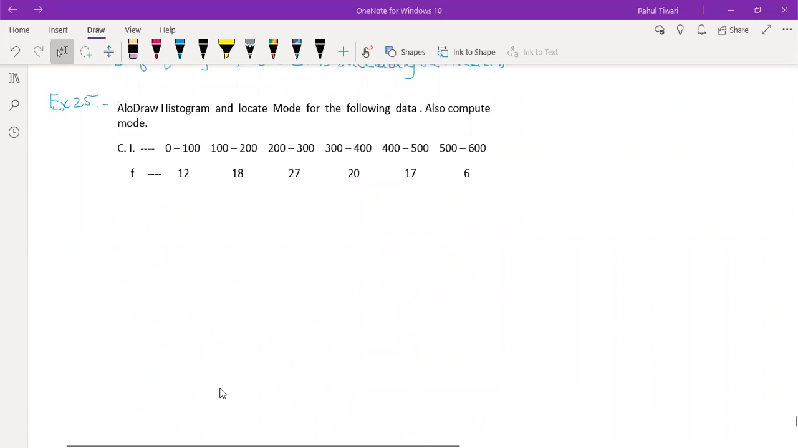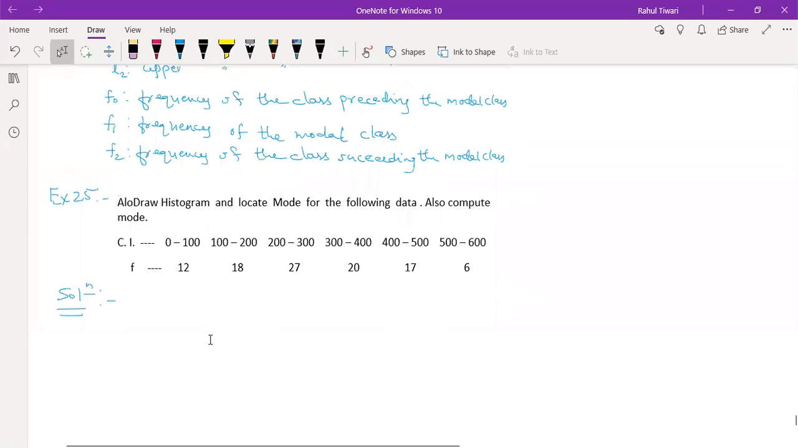Take down the first question. Then we'll see how it works. Here I have given the problem in another way, but we'll try to solve it. First we will compute how to compute the mode, and then we will see using the graphical method also. So first we see the computation part.